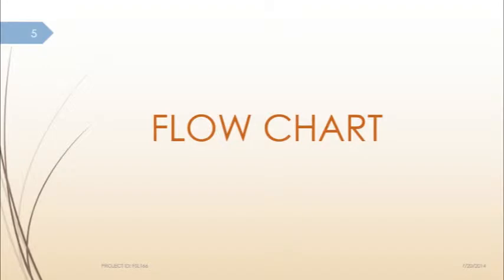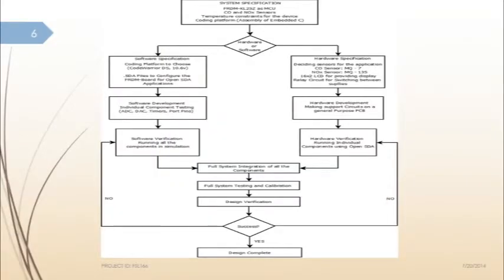Now comes the flowchart. The flowchart gives us an idea how this design has been carried out in terms of its approach. Firstly, system specifications were classified, that is, which microcontroller to use. Here we are using FRDM KL25Z board, which is powered by a Freescale ARM Cortex M0 working on a frequency of 48 MHz. Also, we have sensors for CO and NOx measuring, temperature constraint for the device, and of course the coding platform.